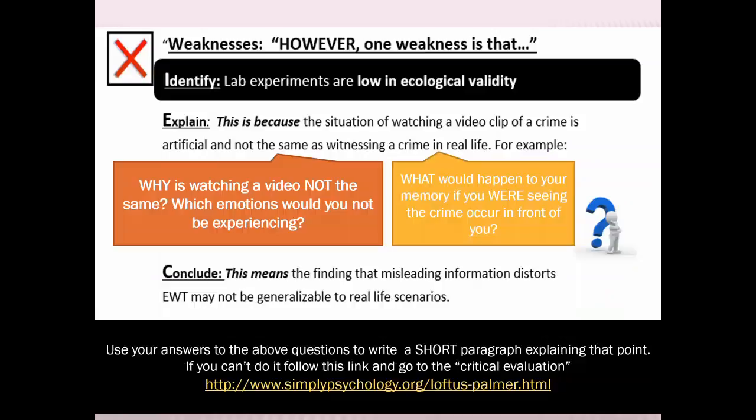It's because the situation of watching a video clip of a crime is artificial and is absolutely not the same as witnessing a crime in real life. Now you need to create a paragraph explaining why that is.